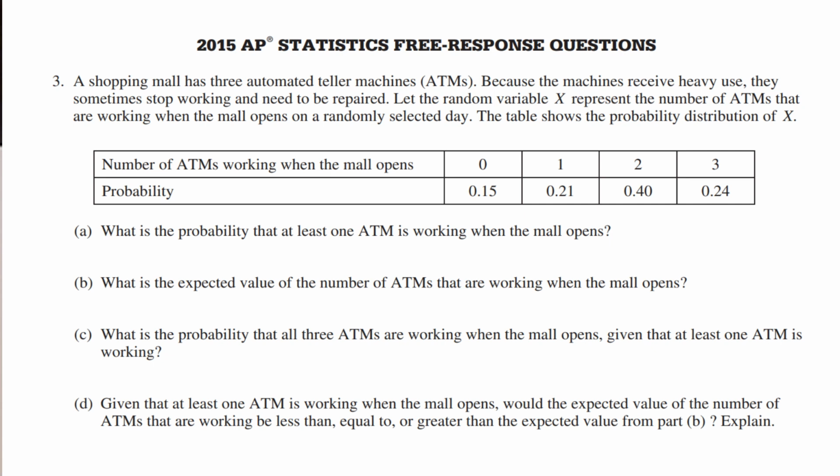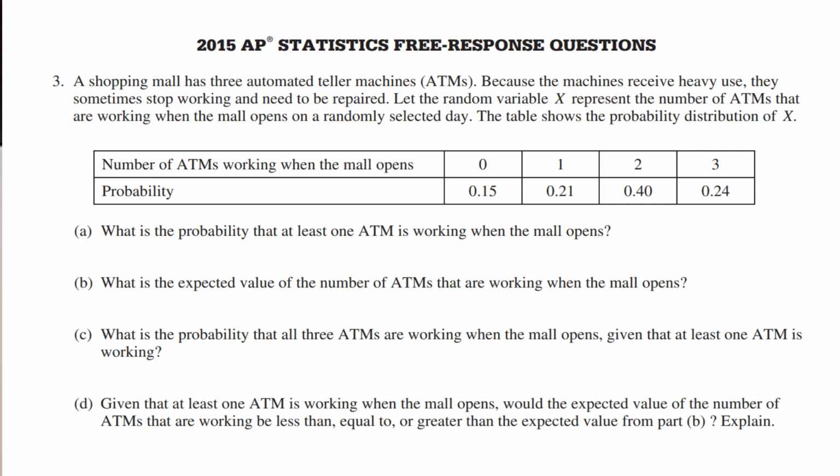So if you look at the table that is given to us, we can tell right away that this is a discrete random variable. You have a finite number: 0 ATMs working, 1, 2, and 3. And you have a probability that corresponds to each.